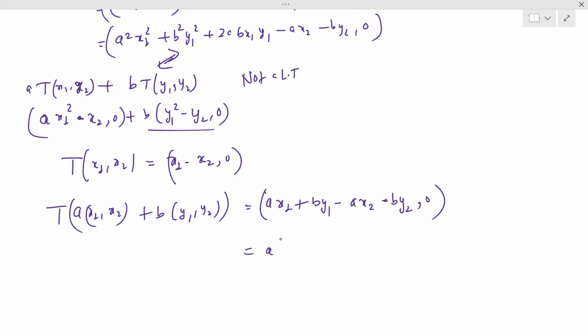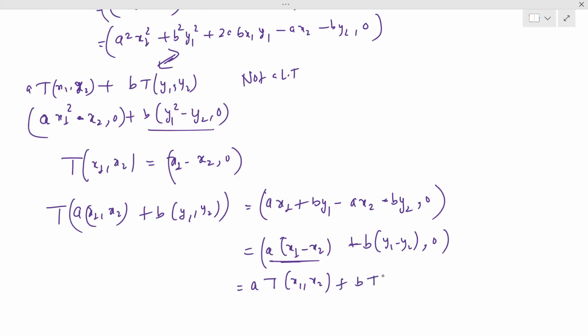And from here, if you take a common out, I'll write it this way: a common out (x1 minus x2) plus b common out (y1 minus y2), and then you have this 0. So this is equal to what? This is clearly equal to a T(x1, x2), because if I write T(x1, x2), it is going to yield me x1 minus x2 comma 0, and a, plus b T(y1, y2). So clearly I can say that this T is a linear transformation.